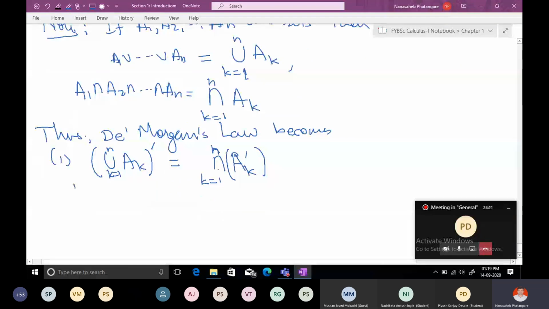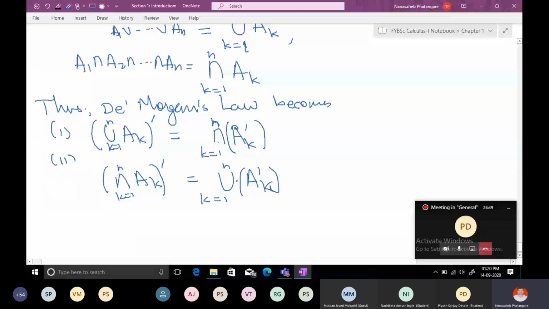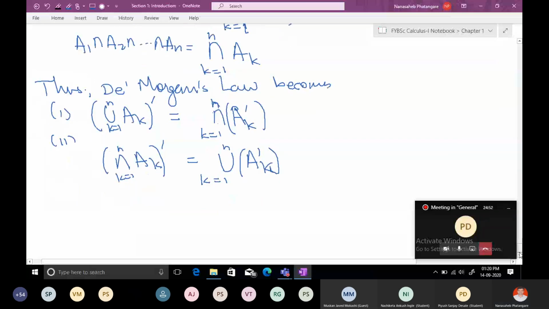What is another version of De Morgan's law? The complement of the intersection of Ak, k is from 1 to n, is the union of the complements of all these Aks, where k is from 1 to n. So this is how we write the union or intersection of many sets in short, so that you can understand.